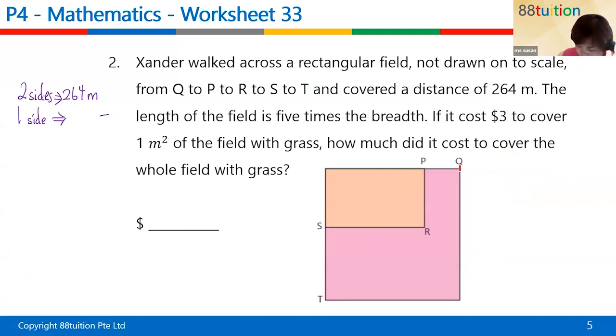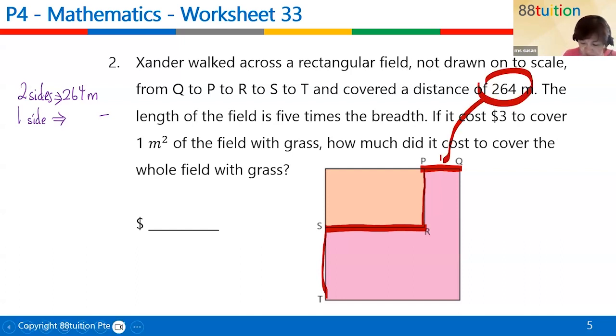He walked from Q to P. This is correct. Okay. And then to here. And this covers a distance of 264 for this line that he walked. And then he says the length of the field is 5 times the breadth. Okay. And then he wants it to be entirely grass here. So where is the 5 times? The length of the field.